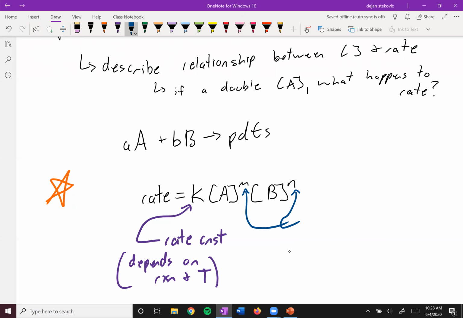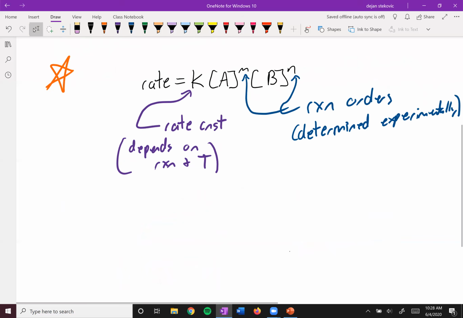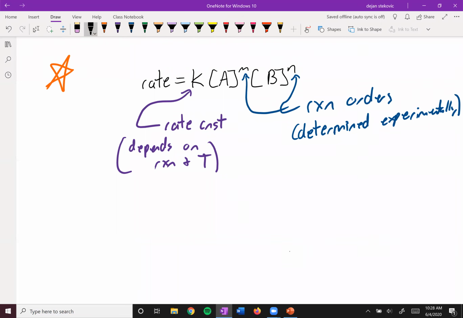And then we have these exponents, this m and this n. This is what's known as the reaction orders. And these are determined experimentally only. Many times they will match the coefficients in your equations, but that's not always true. These numbers can be anything. They can be negative numbers, they can be positive numbers, they can be fractions, they can be whole numbers, but the vast majority of times they're whole numbers, and the vast majority of times they're either 0, 1, or 2.